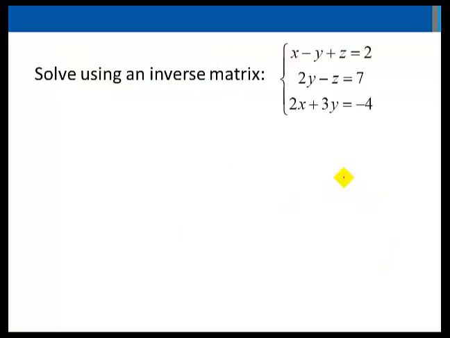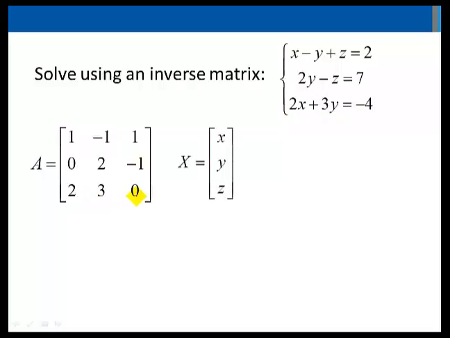Next, we'll solve a system of 3 equations and 3 unknowns, starting with finding the coefficient matrix A. So the first row of A will be 1, negative 1, 1. The second row, 0, 2, negative 1. The third row, 2, 3, 0. Our matrix X this time will contain the variables x, y, and z. Our constant matrix B will contain the constants 2, 7, and negative 4.